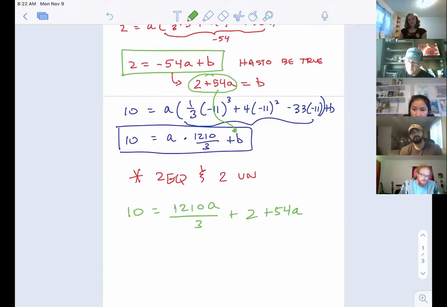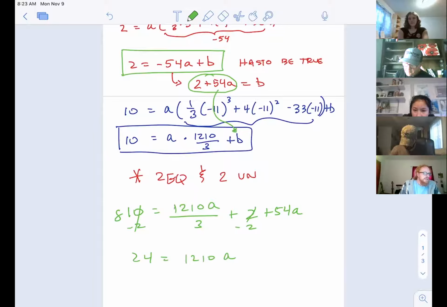So I don't like fractions, so I'm going to multiply both sides. What's that 2 doing there? Why do I have a plus 2 there? Am I losing my mind? Oh yeah, from the 2 and 54a. So before I even do that, I'm going to subtract 2 from both sides. So now this is an 8, and then I don't like fractions, so I'm going to multiply both sides by 3.